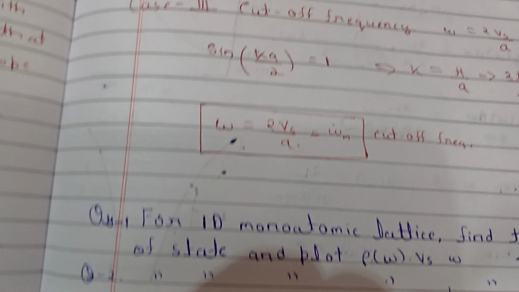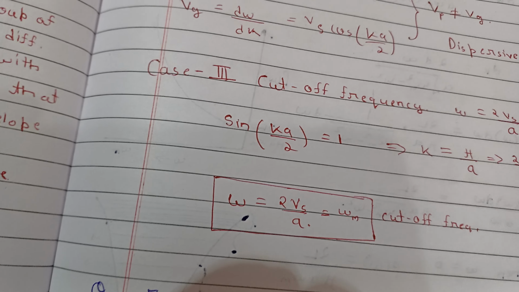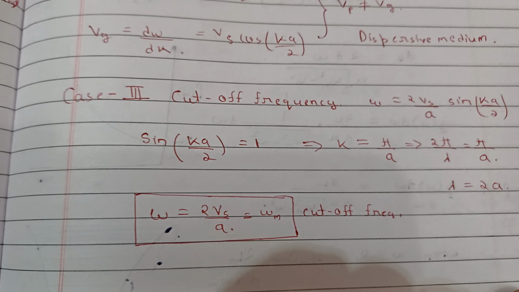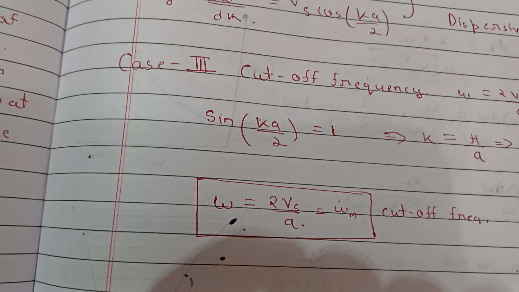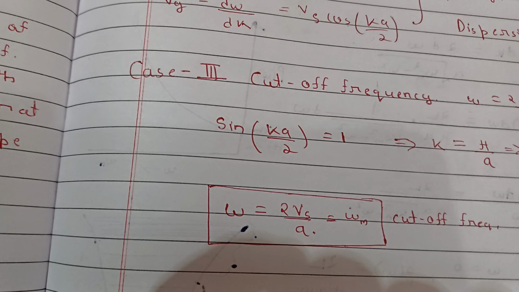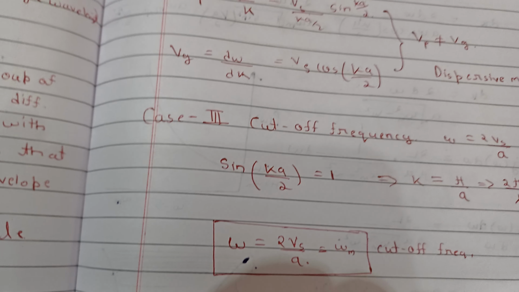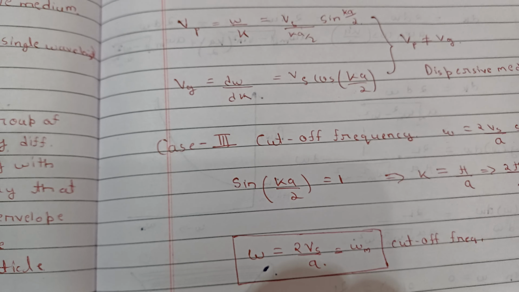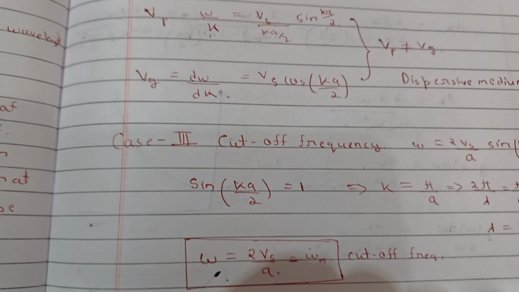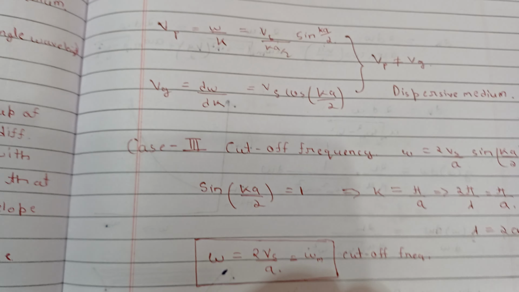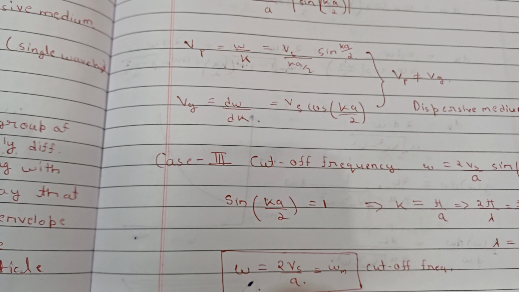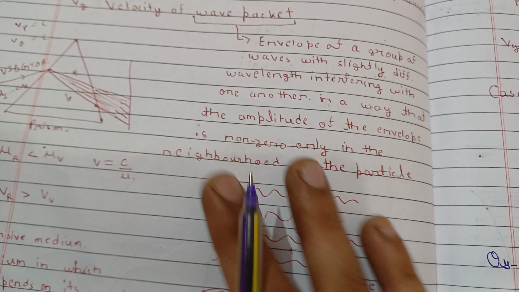So hello everyone, this is lecture 16, the last lecture, the 15th one. We studied the 1D monoatomic lattice vibrations. We derived the formula for the dispersion relation for the particle which is vibrating. We found the general expression for omega in terms of k, and that is called the dispersion relation.